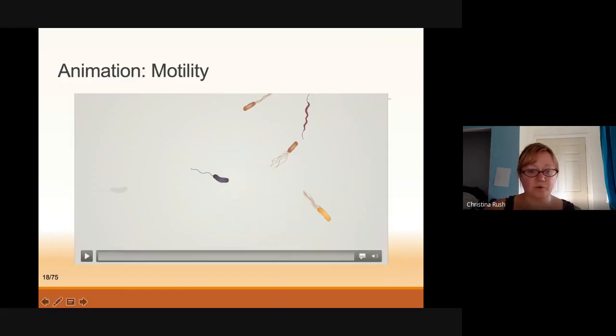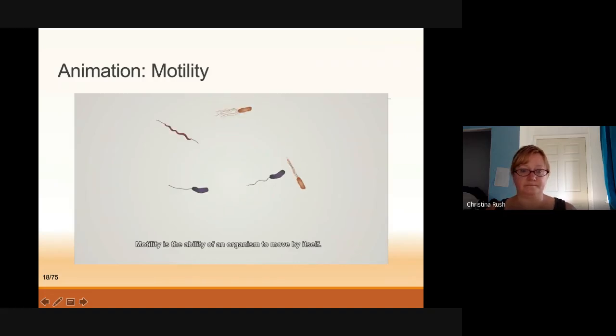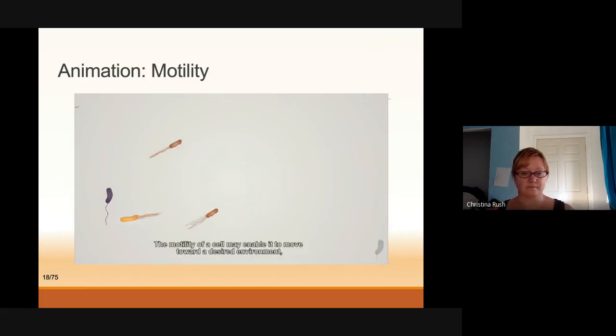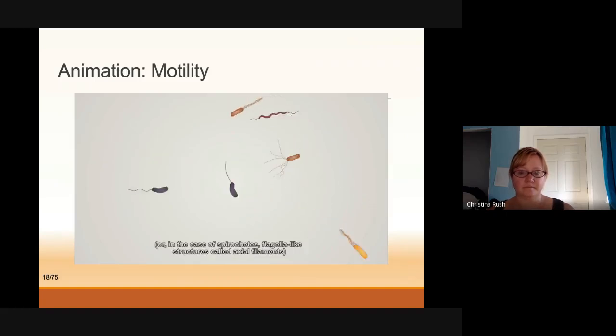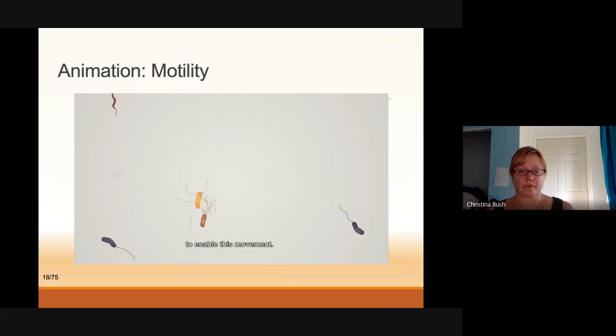So here's some more motility. Motility is the ability of an organism to move by itself. The motility of a cell may enable it to move toward a desired environment or to flee from a harmful environment. Bacterial cells use structures called flagella, or in the case of spirochetes, flagella-like structures called axial filaments to enable this movement.